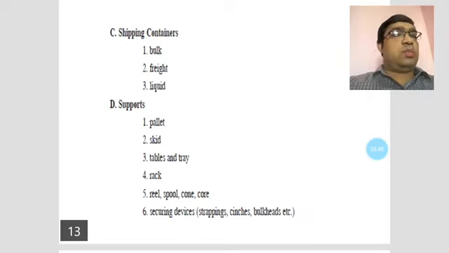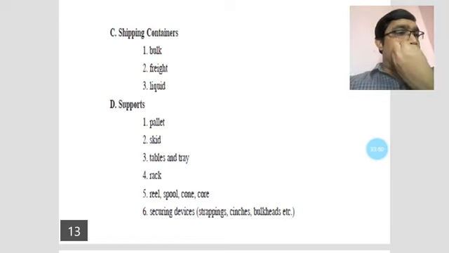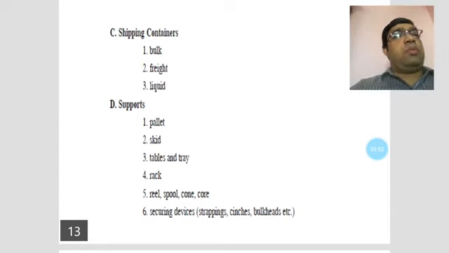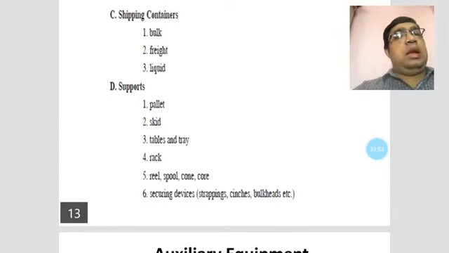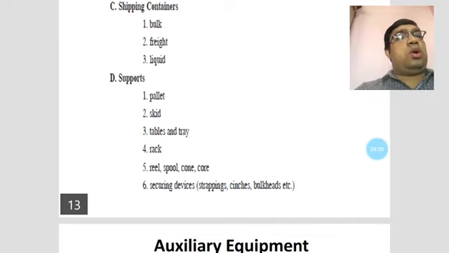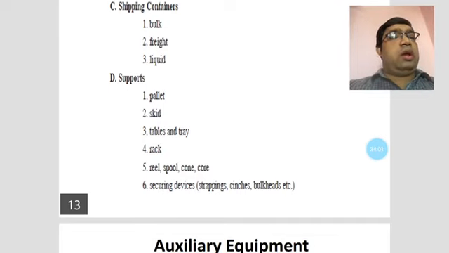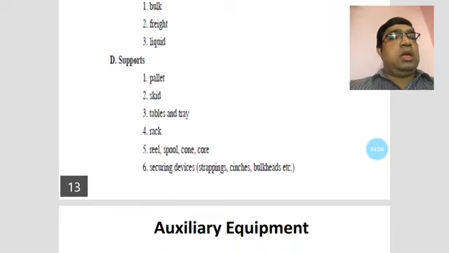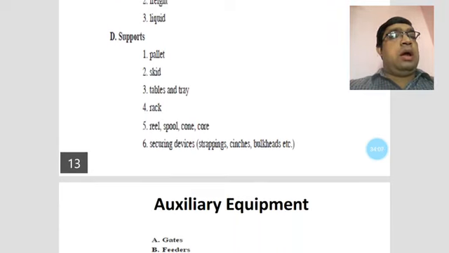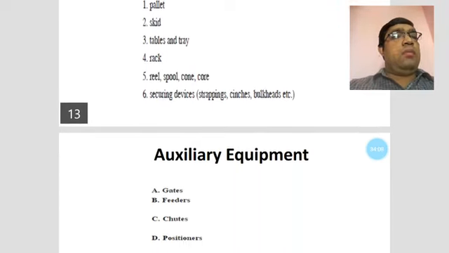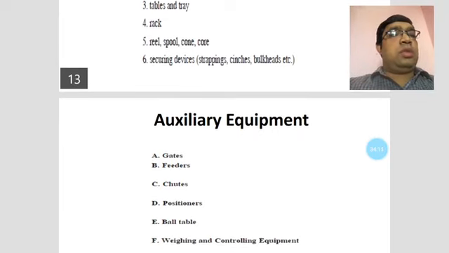Sometimes, according to the support systems, different types of equipment are used: the pallet skids, tables and trays. The tables and trays are supporting elements of the materials handling equipment, and the rack systems are also supporting elements. The reel, spool and cone core are also supporting elements, along with the securing devices, strapping and clamps, and the buckets.